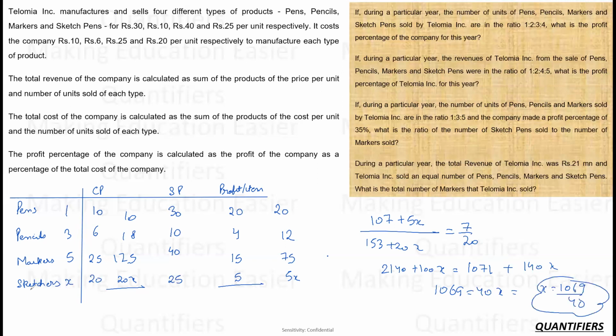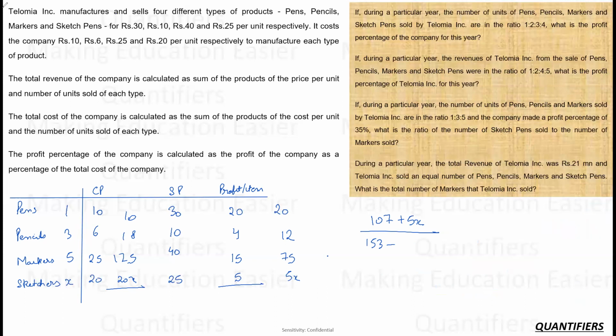So this is what I'm getting, the number of sketches sold. This is a very unusual x that I am getting, but let's see. Now, what do I need to find? I need to find the ratio of number of sketch pens sold to the markers sold. So 1069 by 40 and the markers sold are 5, so into 5. So that is 1069 by 200. This is the required answer, right? Okay, very good. Very calculation intensive question. Otherwise, this is not a difficult one to do, right? But in the exam scenario, calculation might hamper your performance a bit in here.